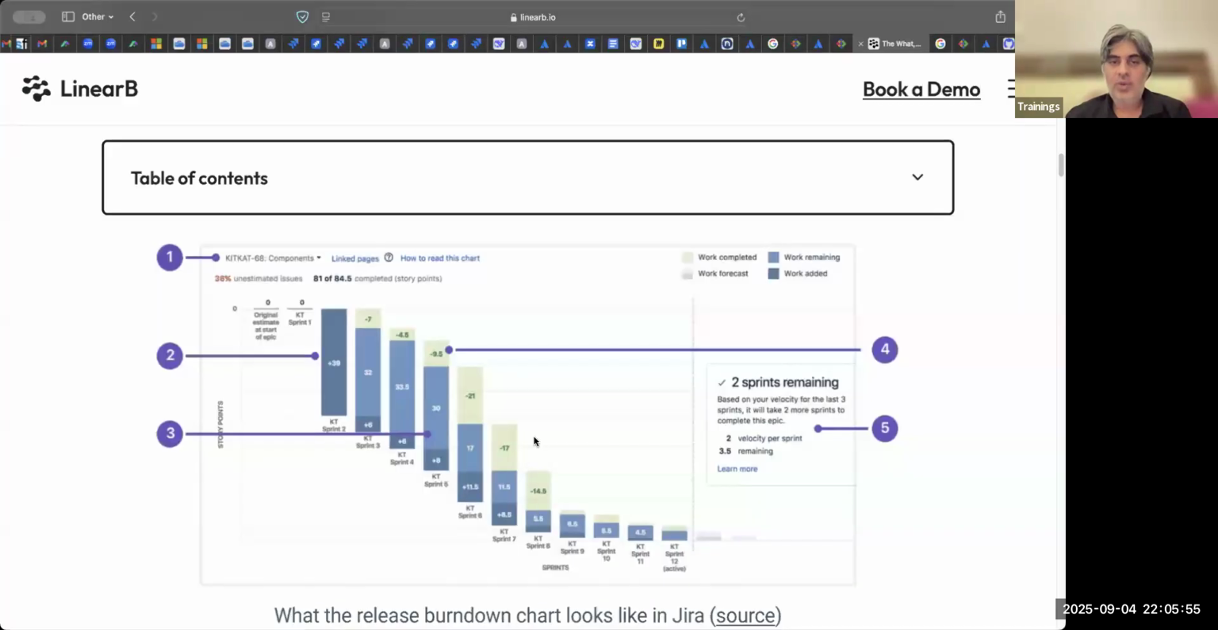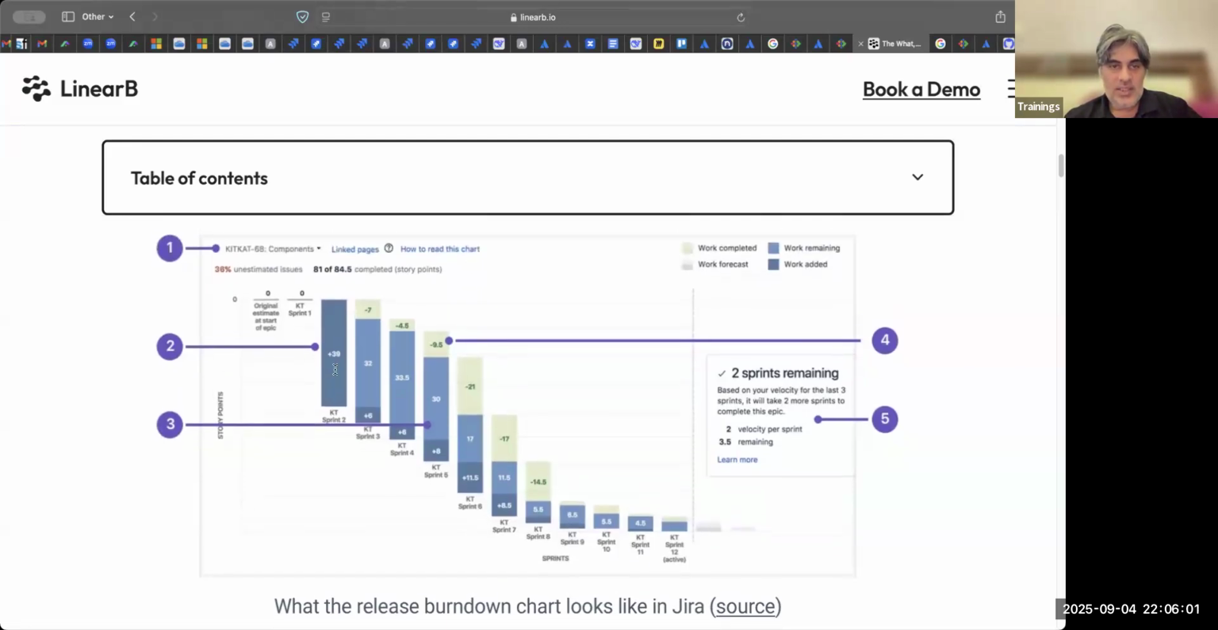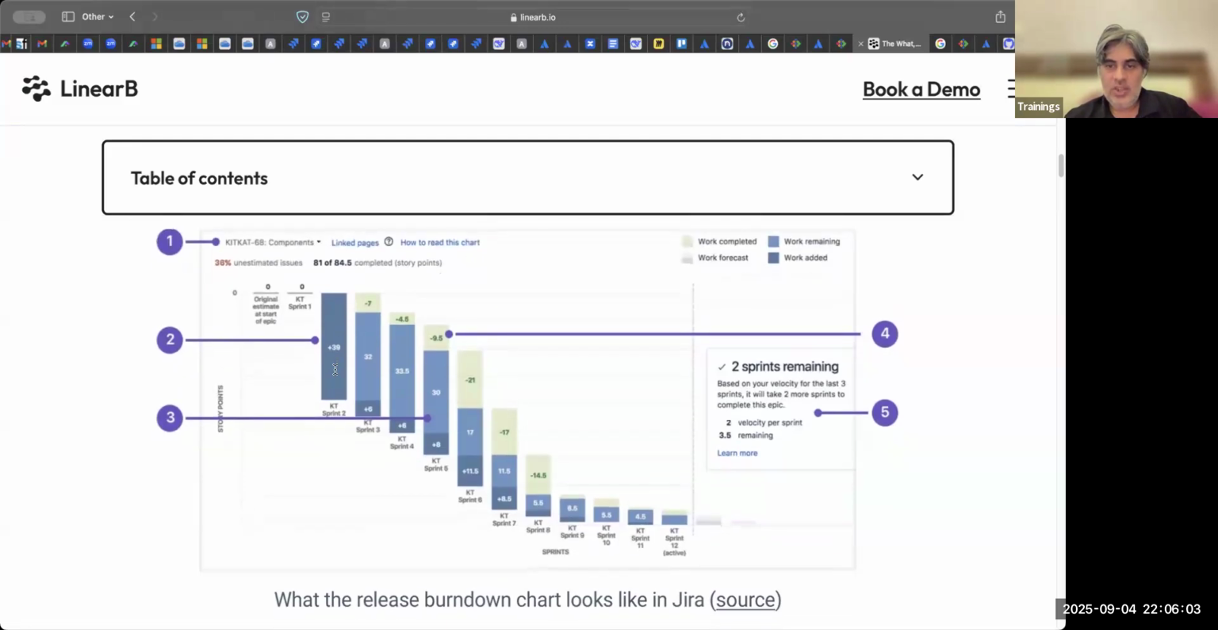I'm just opening a release. Similar to the epic burn down is the release burn down. That's also a simple chart. It's the exact same chart, but it's just called the release burn down. Why it is important, we'll see when we do the release planning. If you look at this, this is some release they are showing.